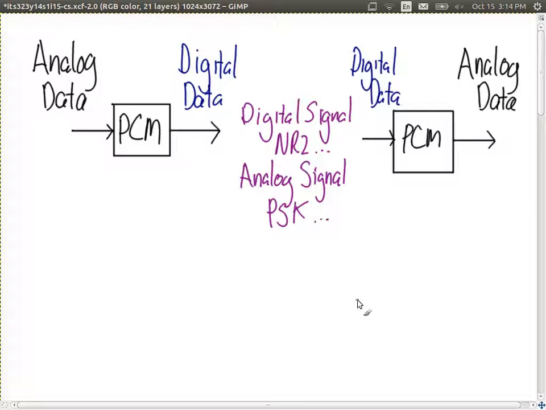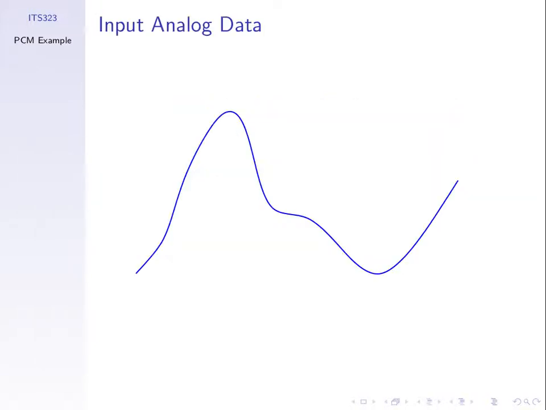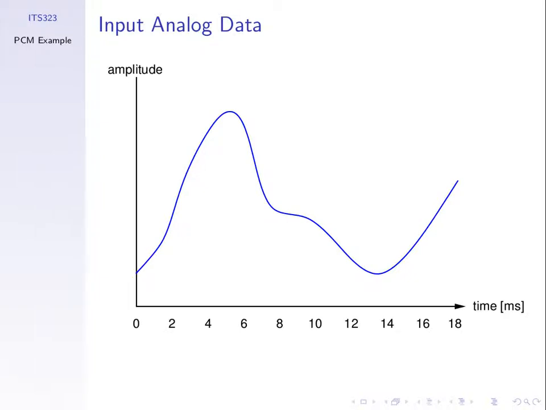So given that, we'll look at encoding, and then we'll look at, as we receive the digital data, how we decode or reproduce the analog data. And that's what these few examples try and show in a very simple scenario. Here's our original input analog data, what we start with at the source. For this example, it varies over time, it's continuously varying. In this example, I assign some time scale, so it's from 0 up to about 18 milliseconds, just to give us some numbers. And this is the amplitude on the vertical axis.